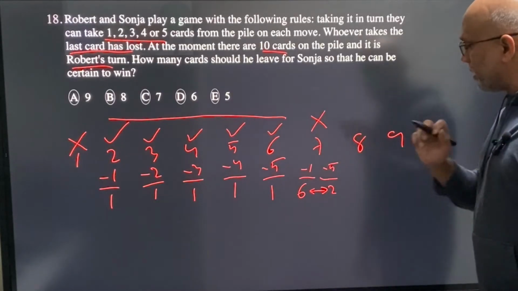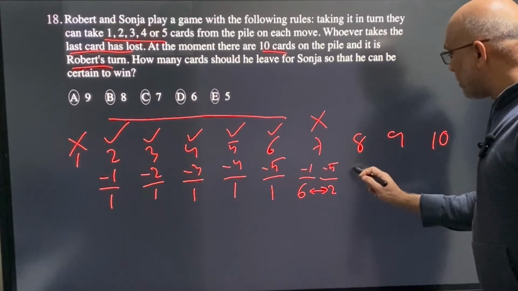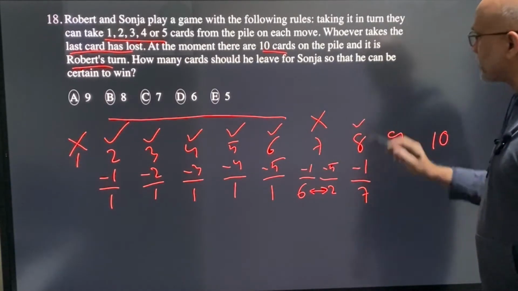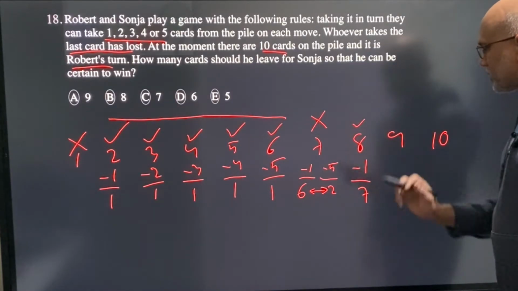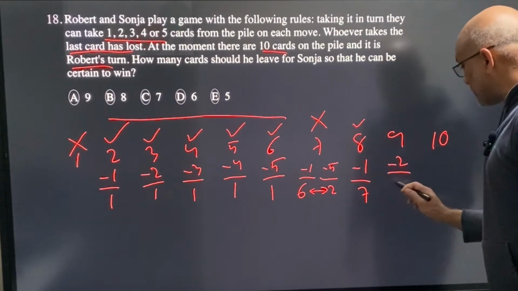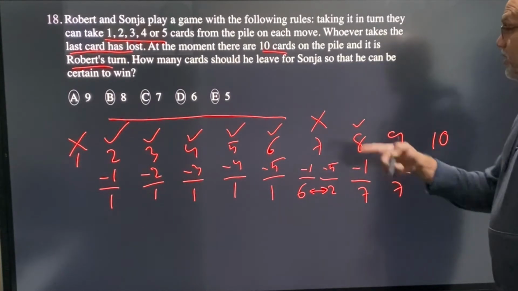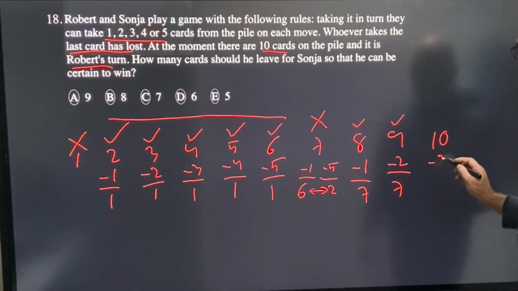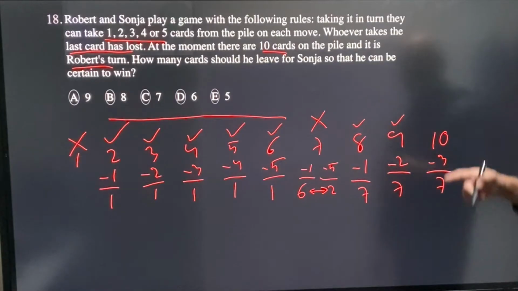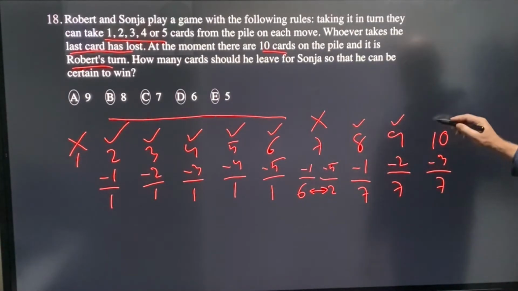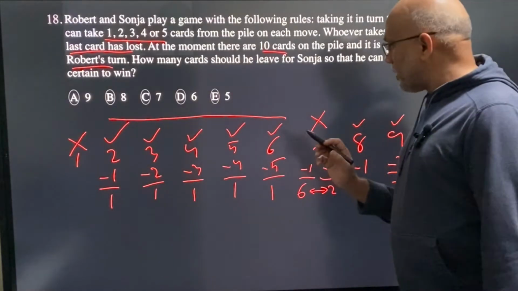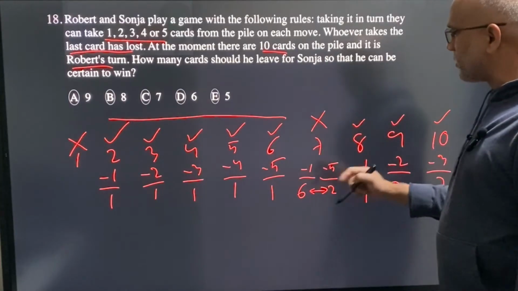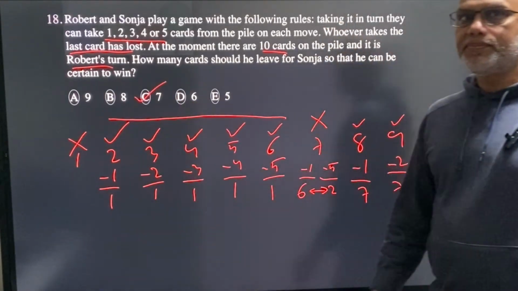Now I know that 7 is a losing number, so I can choose to take one card here and leave 7 so that the other person is certain to lose, I am certain to win. If there are 9 cards on the pile, I can choose to take 2 cards so that there are 7 cards on the pile so that the other person loses, I win. If there are 10, I can choose to take 3 cards so that I leave 7 cards for the other person so that they are certain to lose, I'm certain to win. So robot should leave 7 cards on the pile so that he is certain to win, the other person is certain to lose, right? Then C is the correct choice.